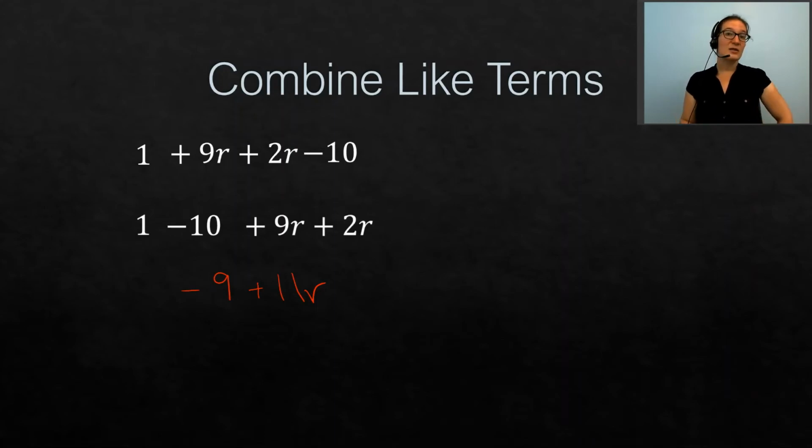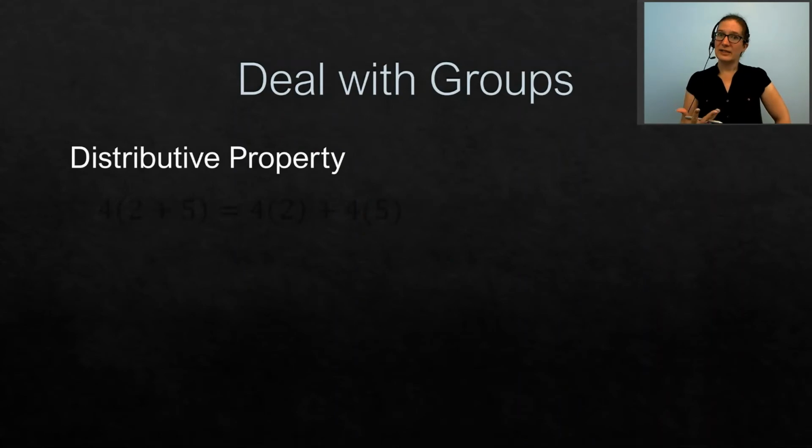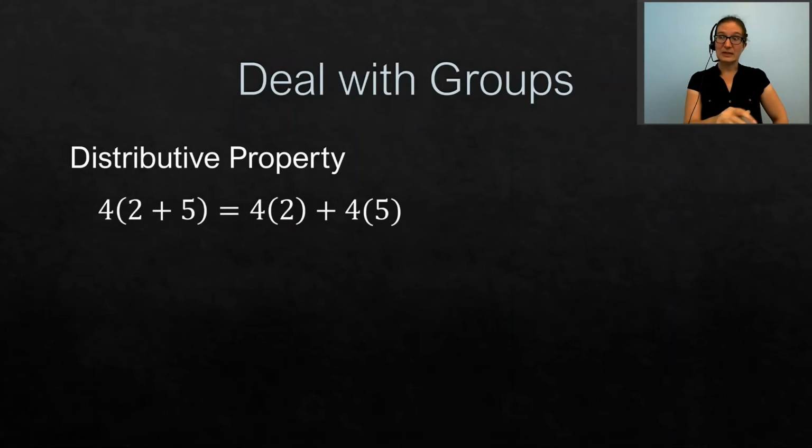Okay, so let's go ahead and talk about dealing with groups. The way that we're going to deal with groups is with the distributive property, and you guys have probably talked about the distributive property before. I bet you know what it is already. So before, when you've talked about the distributive property, it has probably looked like this, right? Where they tell you, hey, if you have a number multiplying on the outside, you can actually multiply it to each number on the inside and get the same thing.